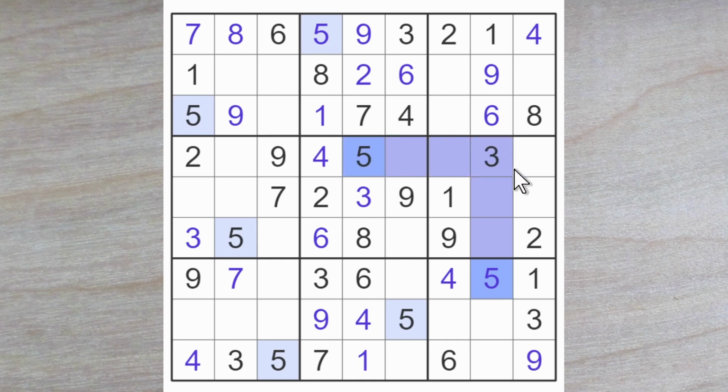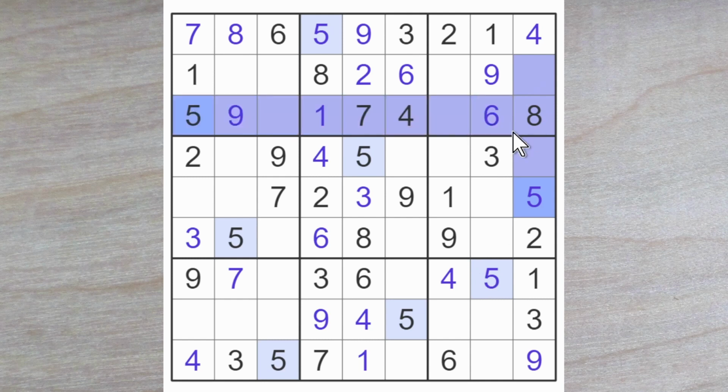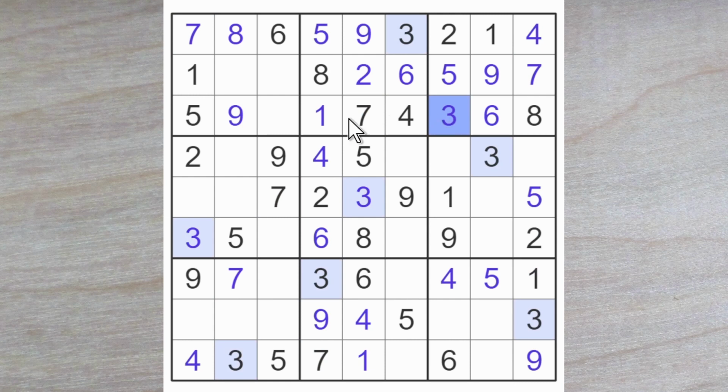Blocking up, 5 blocking over. Here's another 5. Blocking up, blocking over. And the last 5 of this puzzle. Now we are looking for a 7 and a 3 here. The 3 blocks up, so here's a 7 and here's a 3, making this a 2. 2 blocks down, 2 blocks down, so here's another 2.